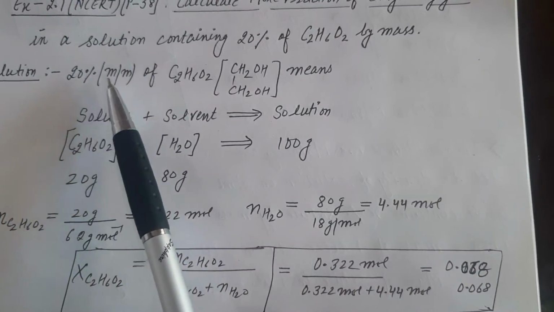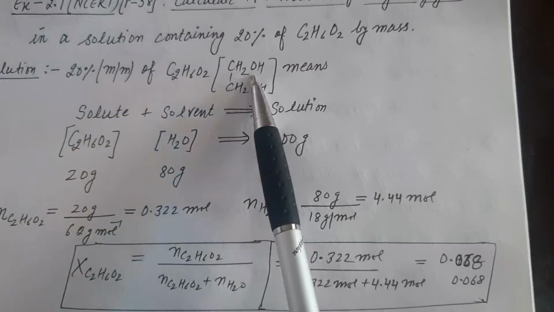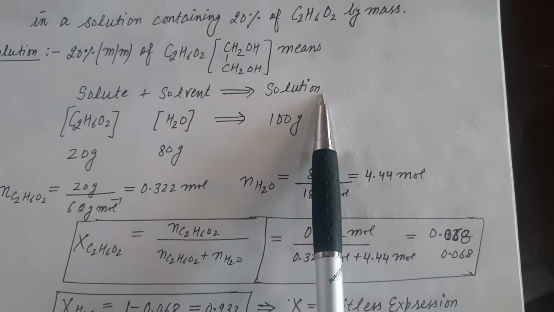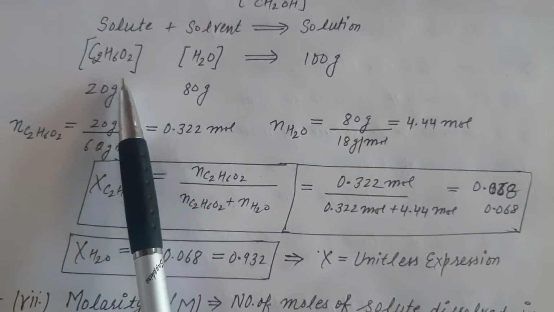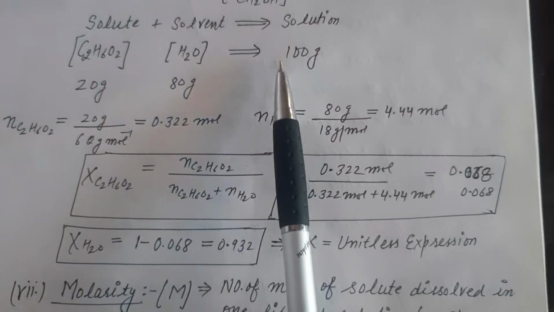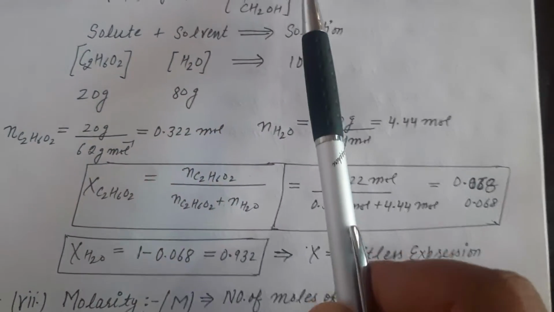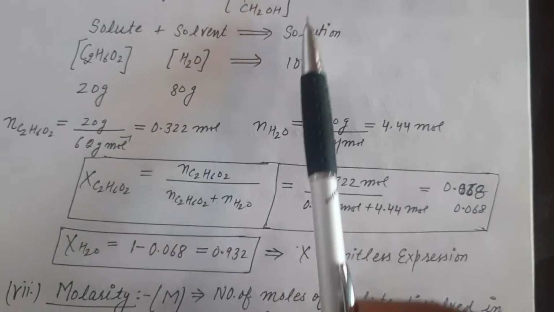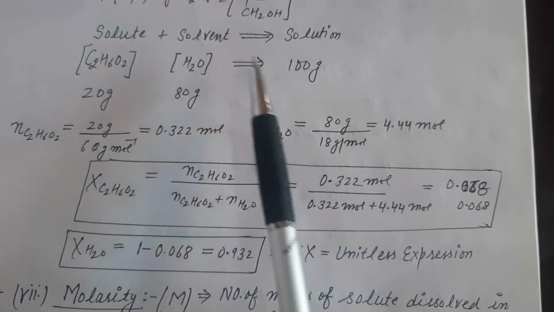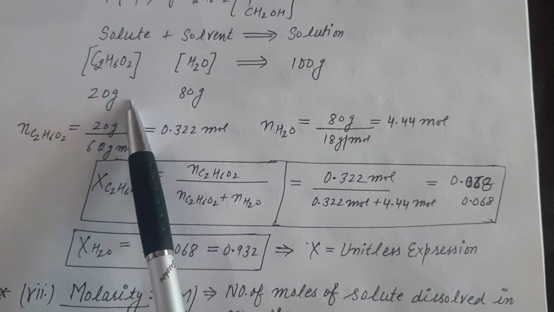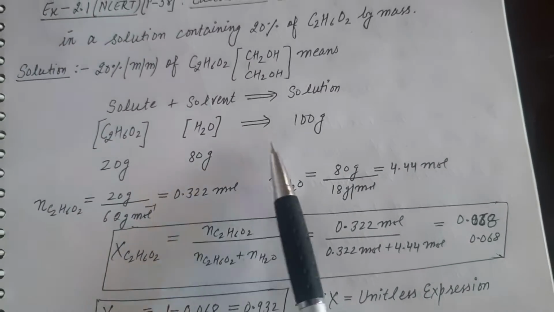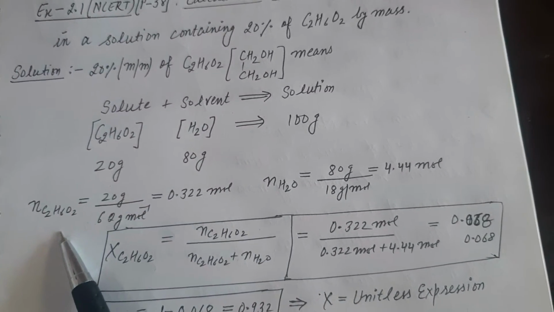The solution is 20% mass by mass of ethylene glycol, meaning what? There are two components, solute plus solvent giving rise to solution. Solute in this case is ethylene glycol and solvent is water. Total solution is 100 gram. Why 100 gram? Because percentage means per 100 parts, so in case of mass it is taken as 100 gram. So you have solute amount 20 gram, solvent amount 80 gram. Then find the number of moles of the respective components.